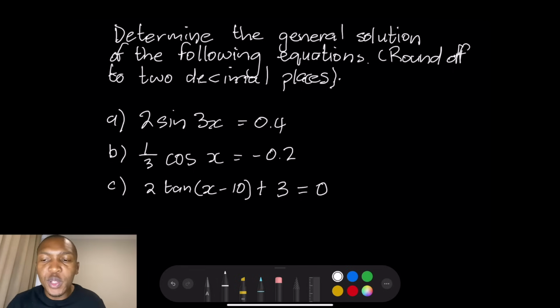And of course, we're going to make sure that you get the best of how to solve these, and obviously continue on the other lessons. Right, so they say determine the general solution of the following equations, and you must round off to 2 decimal places. Of course, the examiner is always going to tell you or give you instructions of how you should round off. Right, so let's start with the first one.